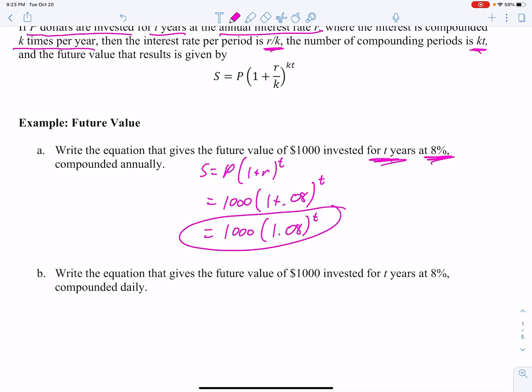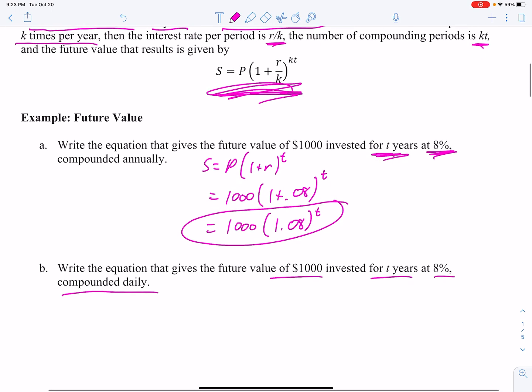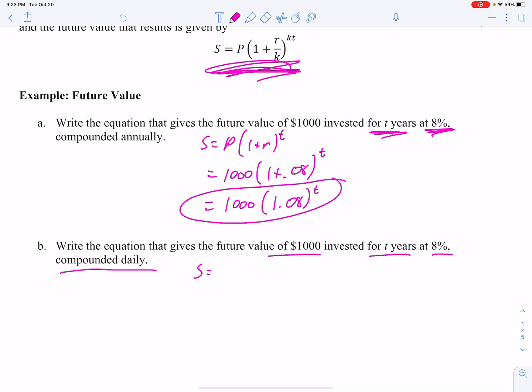Next one here, part B, write the equation that gives the future value of the $1,000 invested for T years, 8%, now compounded daily. This means we're going to use this second equation here because it's not once per year. So S equals P times 1 plus R over K to the KT power. Of course KT means K times T.